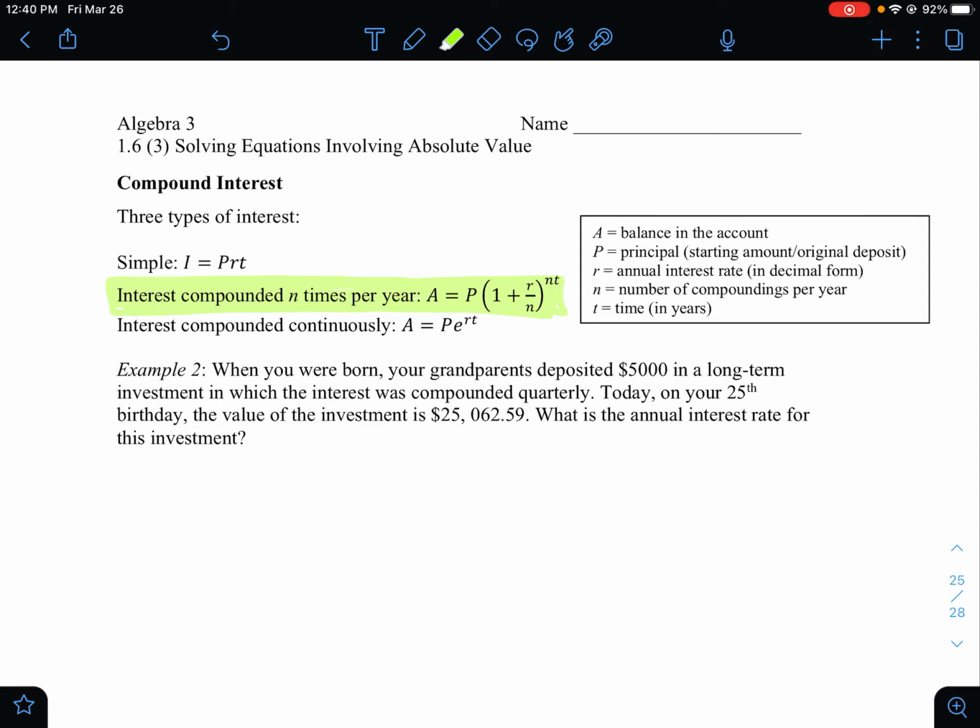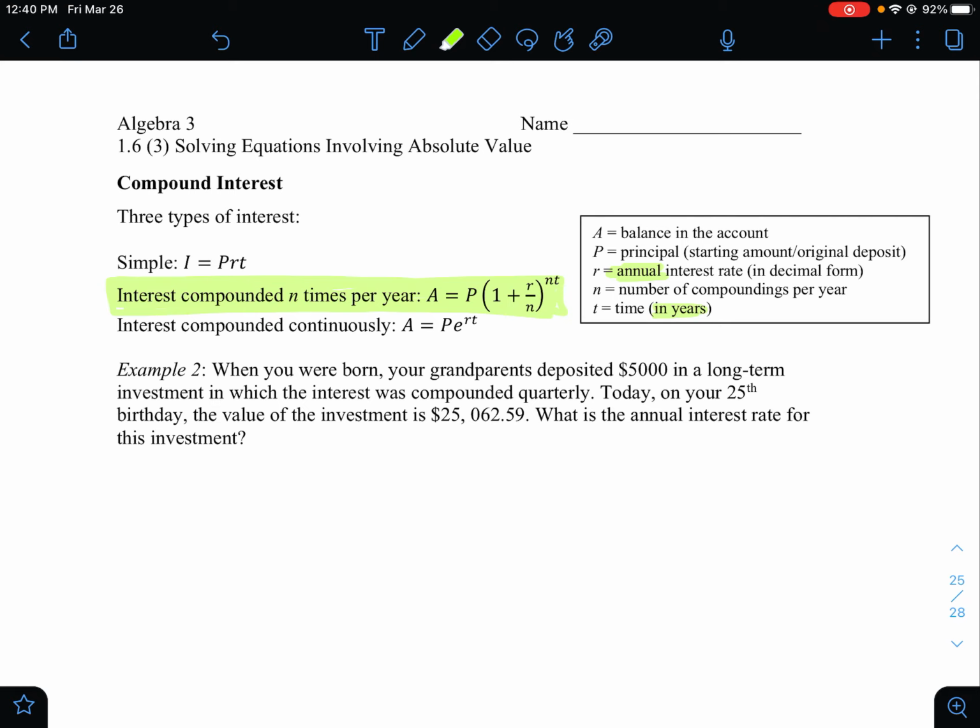P is our principal, which is our starting balance, how much we're originally depositing. R is our annual interest rate, and always remember to convert it to decimal form. We do not want to put the percentage in there. N is the number of compoundings per year, and T is time, but we do have to remember that it is time in years. The interest rate is also the annual interest rate, meaning yearly.